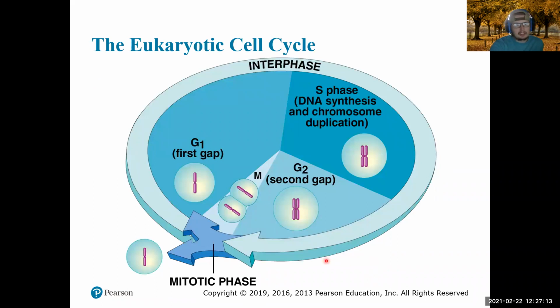So here we have an image of the eukaryotic cell cycle. The light blue here is interphase. And interphase is separated into three different phases. You have the G1 phase. G stands for gap, so the first gap phase. The S phase, which is the synthesis phase. This is where your DNA synthesis happens, so your chromosomes are duplicated. And then the G2 phase, which is the second gap phase.